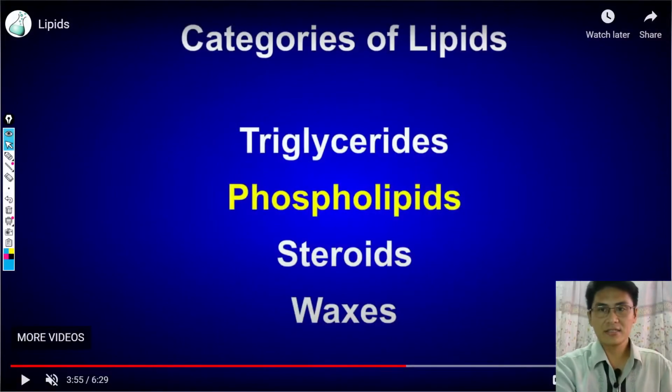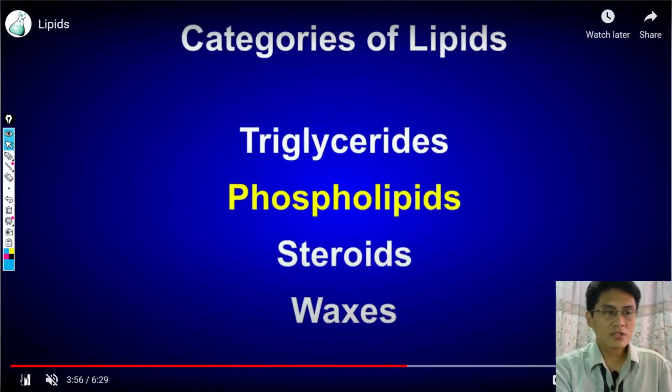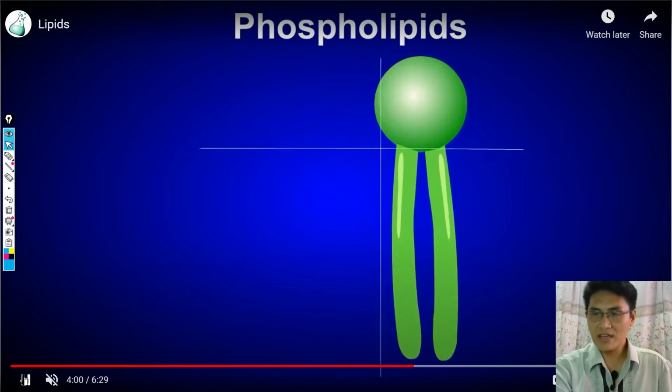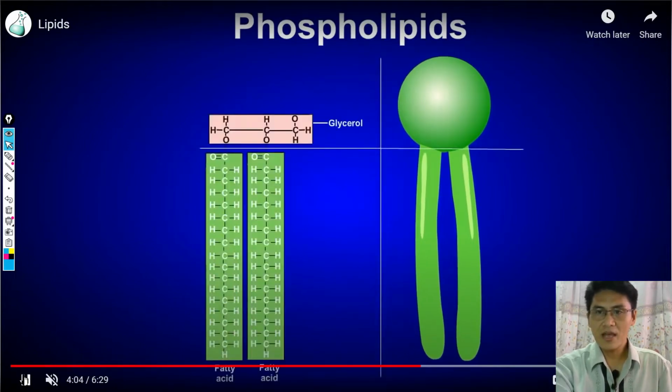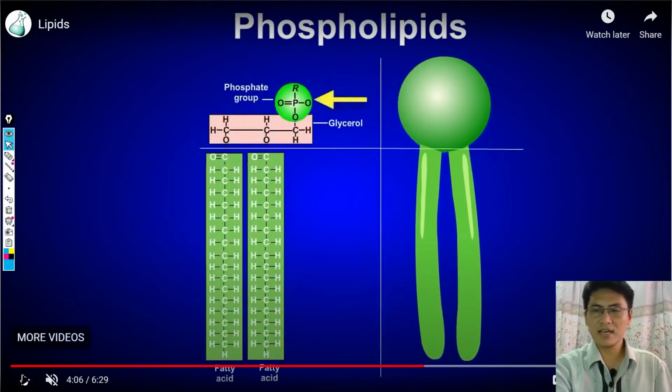In the last video, we were discussing triglycerides. This time, we will be moving on to the next type or category of lipids, which is the phospholipid. So a phospholipid looks like this, right? It has a head and a tail. And at first, you might say that this is very different from a triglyceride.